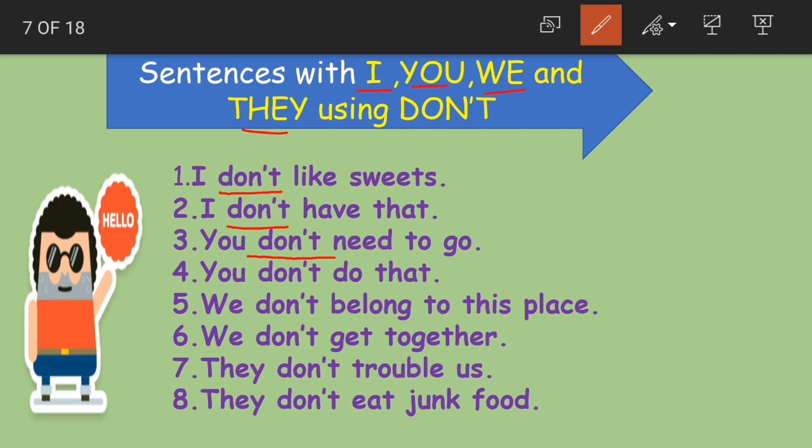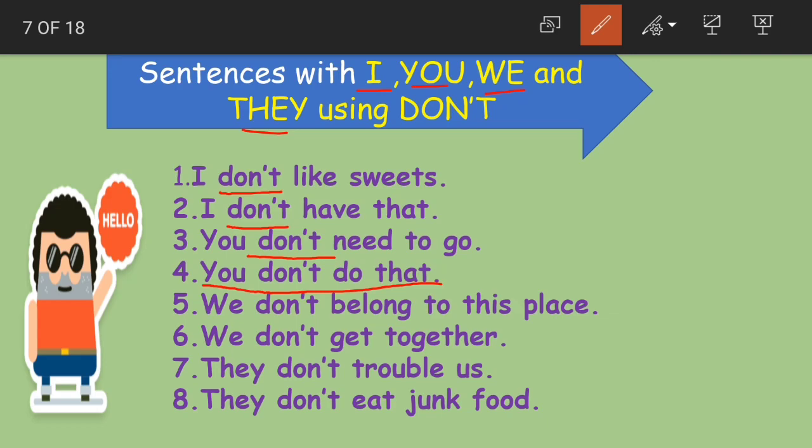Or else if you want to tell your sister or brother not to go somewhere where there is no need for them, then you can also put it in this way. You don't do that. So you are asking somebody not to do something. Okay, so you don't do that.